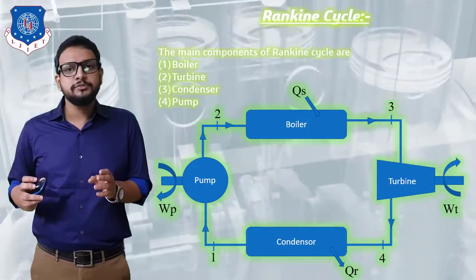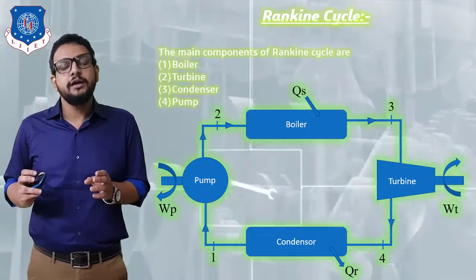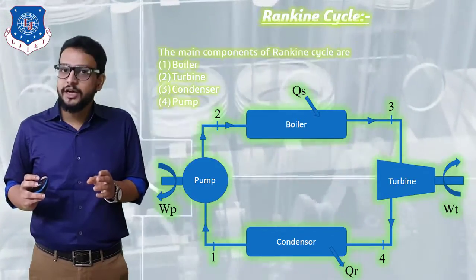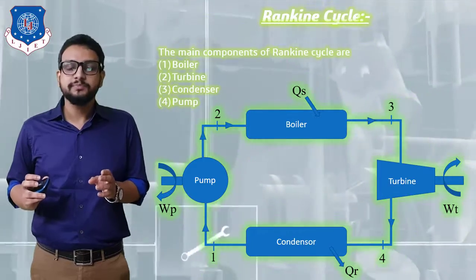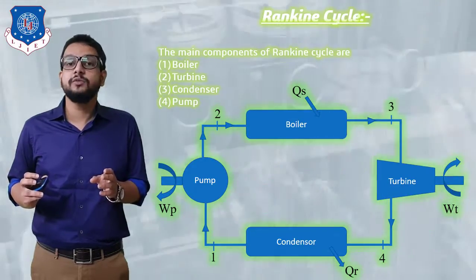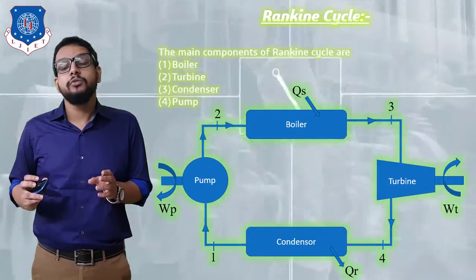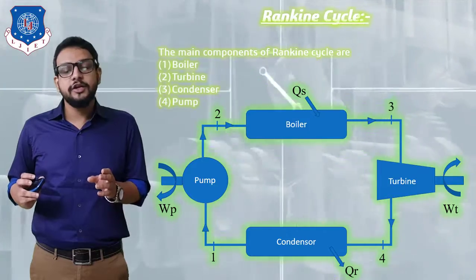Three types of steam are there: wet steam, dry steam and superheated steam. Wet steam is the one in which there is moisture content present. Dry steam is the one in which there is no moisture content, and superheated steam is the one in which the temperature of the steam is above dry steam. So according to the requirement, steam is generated in a boiler.